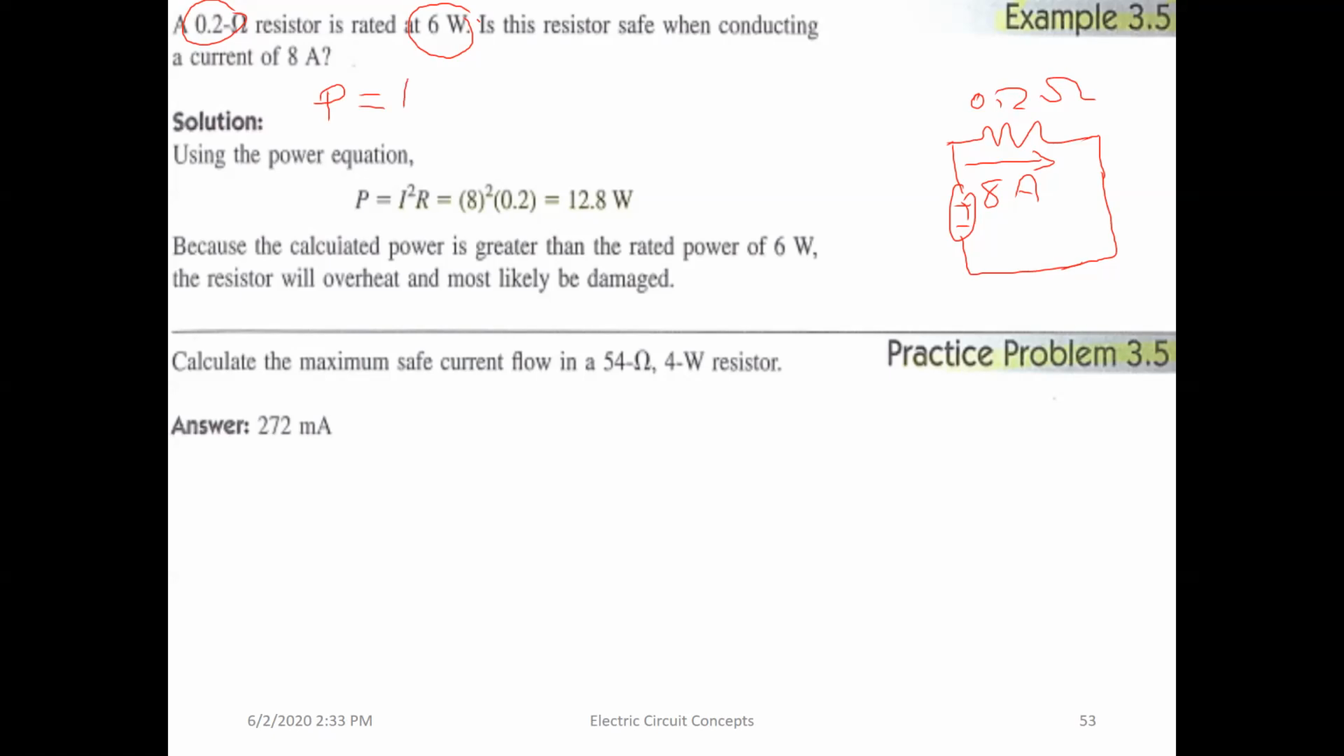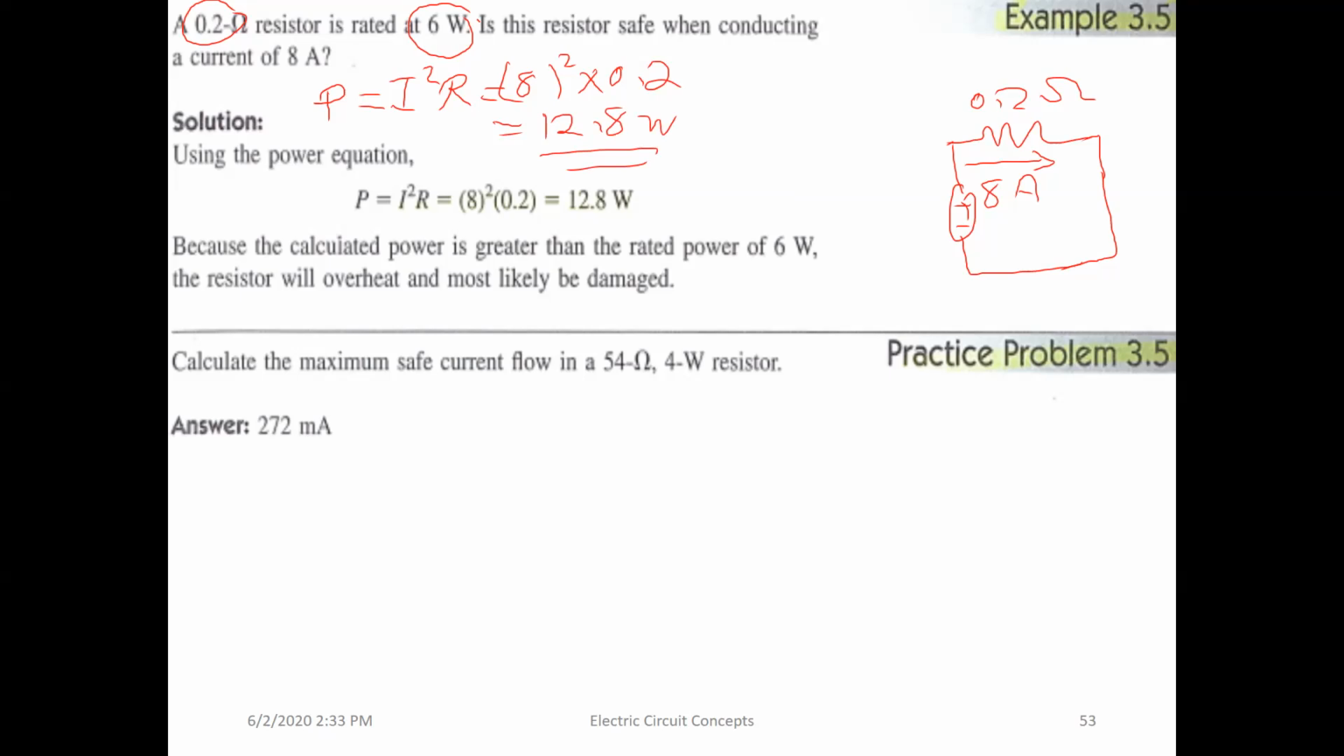So again, apply one of the formulas of power. This is the best formula here because we have amperes and we have ohms. So I is 8, we square the 8 multiplied by 0.2. That will give us 12.8. Okay, this value is too high. That resistance was designed to withstand 8 watts in terms of heat.